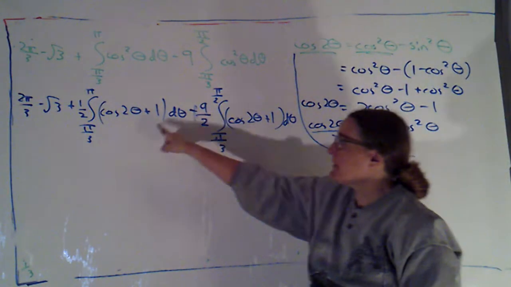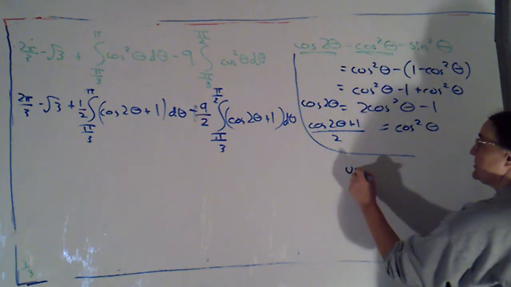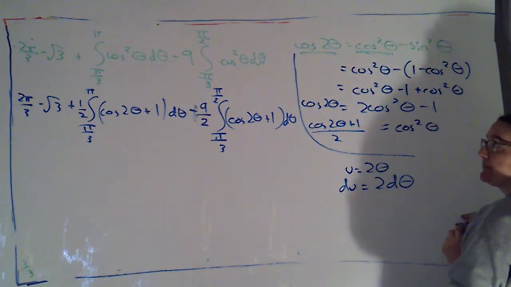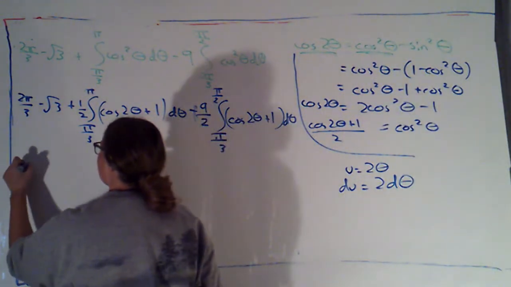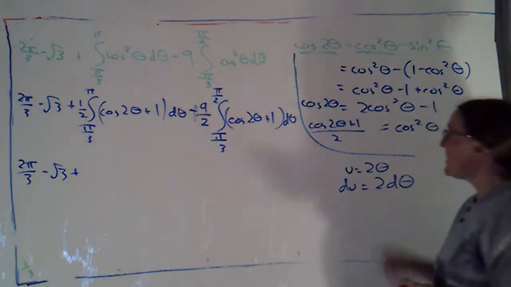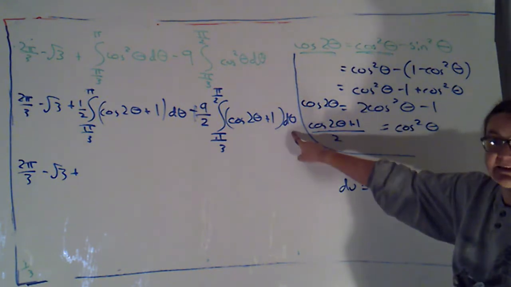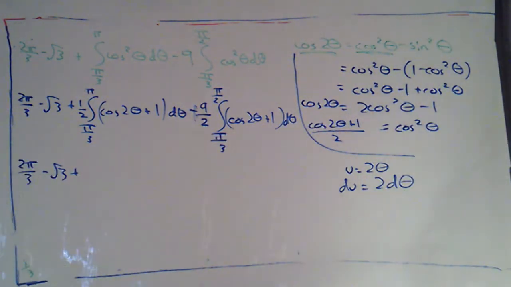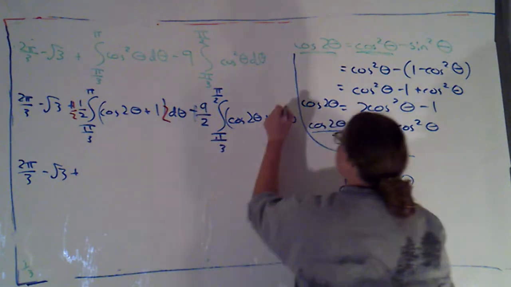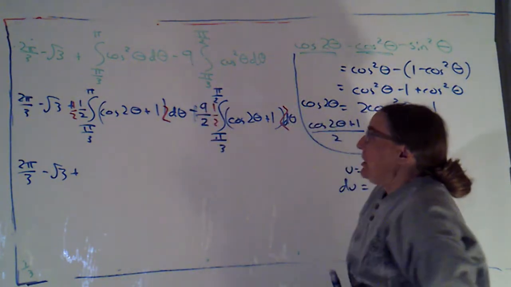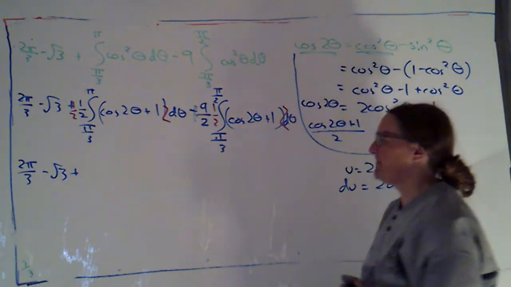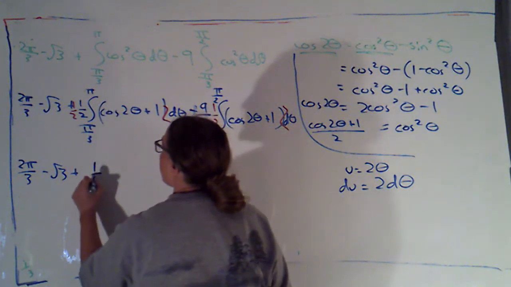Excellent. Now for both of these, I'm going to do exactly the same u sub. I'm going to let u be 2 theta. That way du is just 2 d theta. So we have 2 pi over 3 minus root 3 plus. Now, in order to make that u sub work, I need to have a 2 on the inside. I don't, but I can introduce one as long as I counterbalance with a 1/2 on the outside. A lot of integrating even powers of sine and cosine is just the bookkeeping, keeping track of all the different factors of 2 that we get. So now this becomes 1/4.